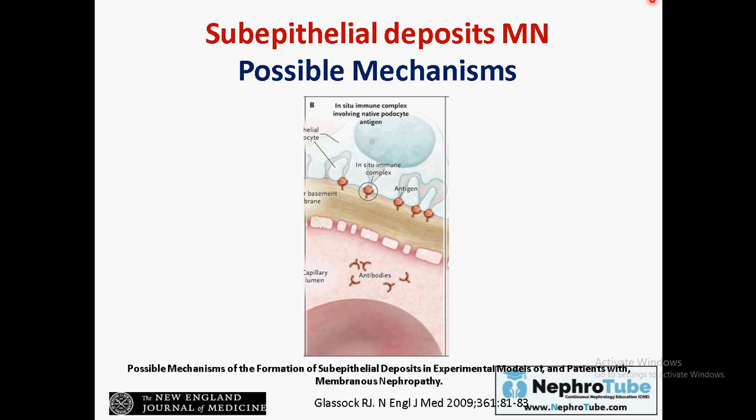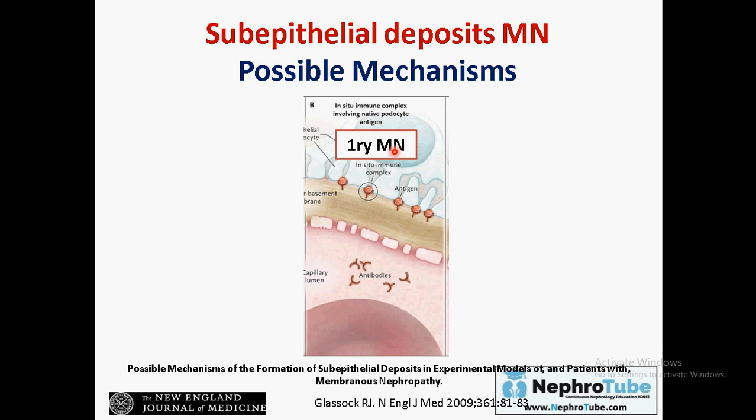Actually, there are three possible mechanisms for the formation of subepithelial deposits in membranous nephropathy. The first is in situ immune complex formation, as there is a native antigen on the podocytes that is attacked by antibodies from the serum, and this will usually form the primary type of membranous nephropathy.